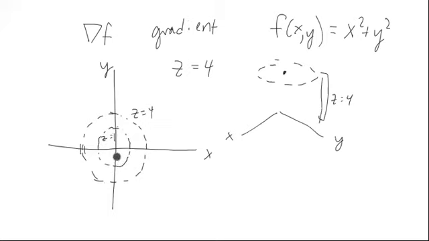It looks almost like a contour map with different altitudes. This is a line that represents an altitude of 1. This is a line that represents an altitude of 4. And this one would be the one at z equals 9. Then you'd have a circle of radius 3.